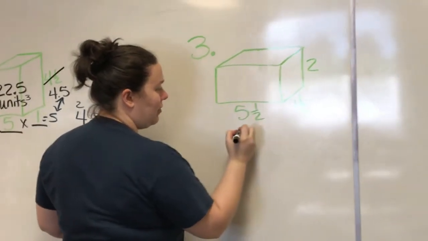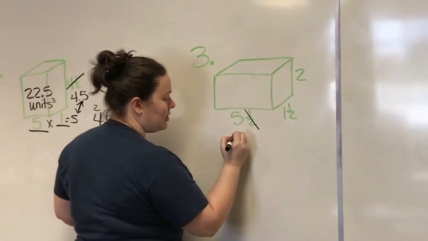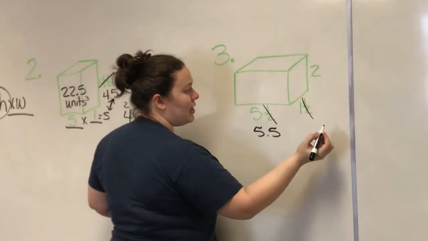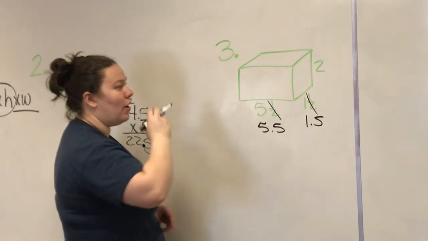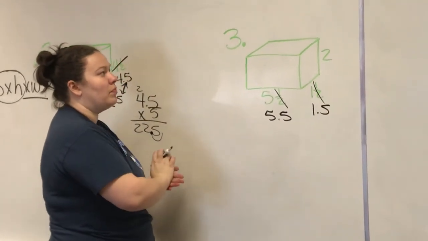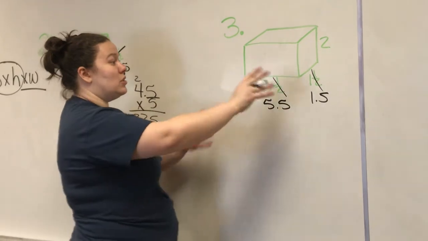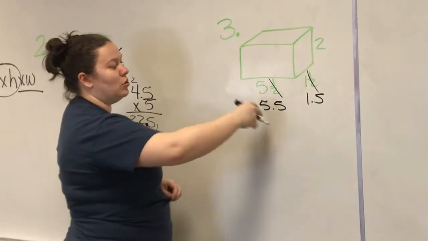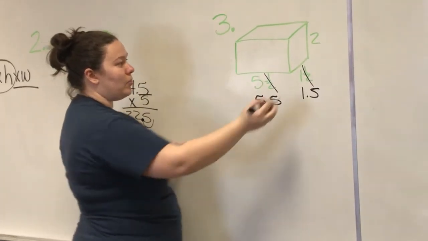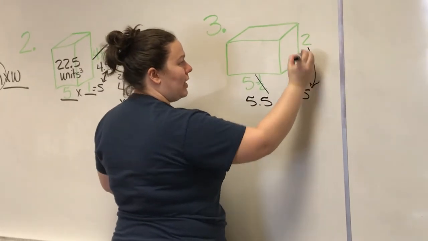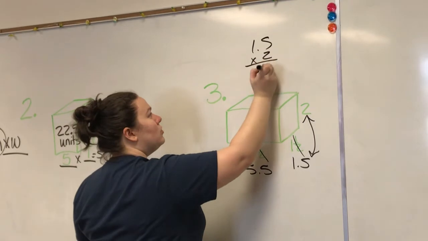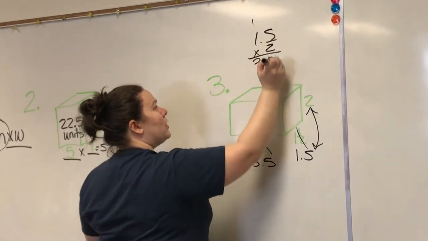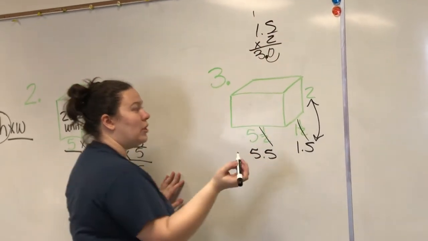Okay? On number 3, I have two fractions here. Again, it's half and half, so I'm going to take that out, and I'm going to say 5.5. I'm going to take that one out, and I'm going to say 1.5. This one does not have a fraction. So really you can start anywhere you want, just as long as you use all three of them. I'm going to start with 2, and I'm going to go down to 1.5. So 1.5 times 2 with one decimal place, that will be 3.